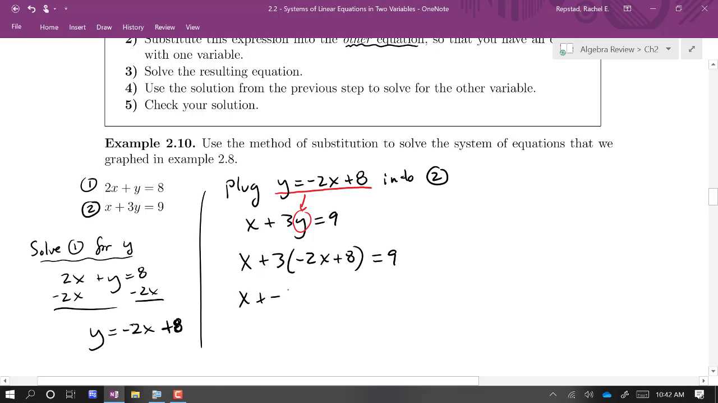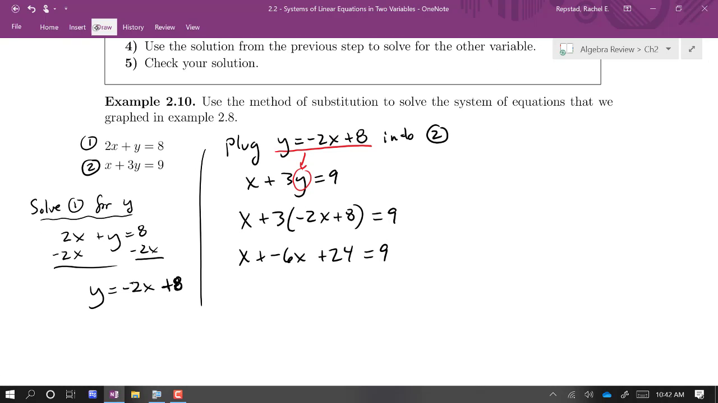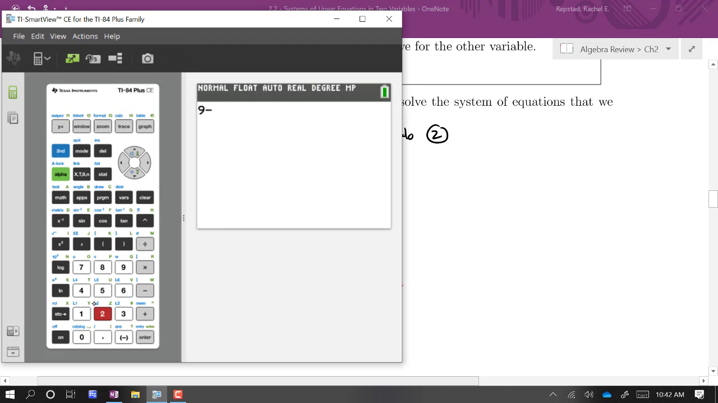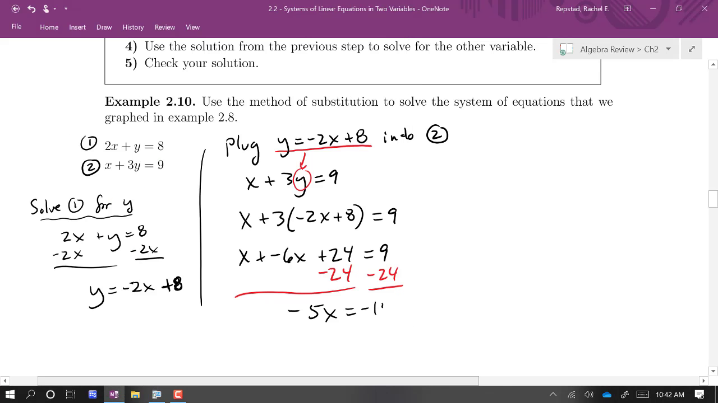So I'm going to distribute that 3. Combine like terms, and also, all of my x's are already on the left, so I'm going to go ahead and get my constants on the right. I'm going to subtract 24 from both sides. x minus 6x is negative 5x. 9 minus 24 is negative 15. And then we divide by negative 5. And negative 15 over negative 5 is a positive 3.